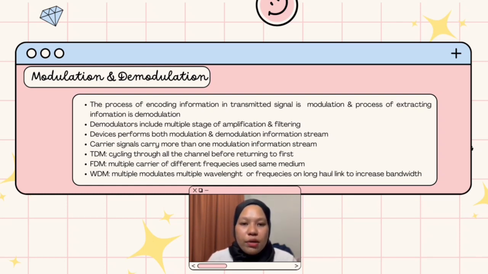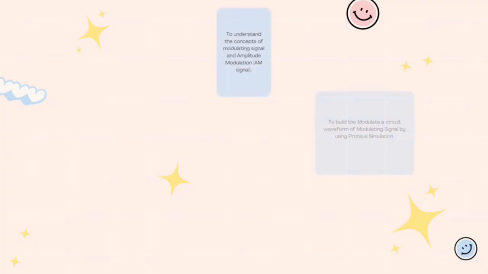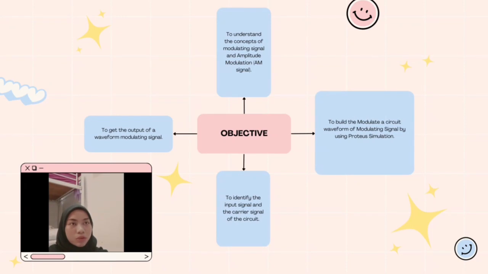Time division multiplexing is cycling through all the channels before returning to the first. Frequency division multiplexing is multiple carriers of different frequencies using the same medium. And last but not least, wavelength division multiplexing is modulating multiple wavelengths of frequency on a long haul link to increase bandwidth.